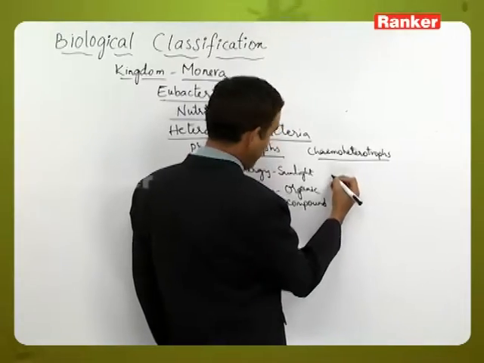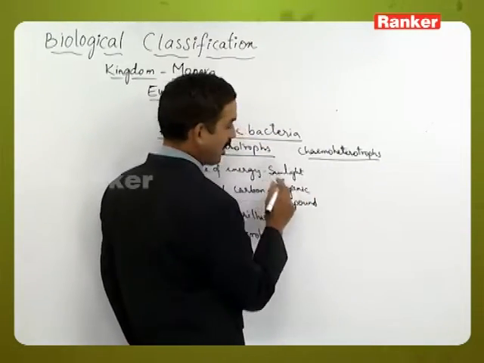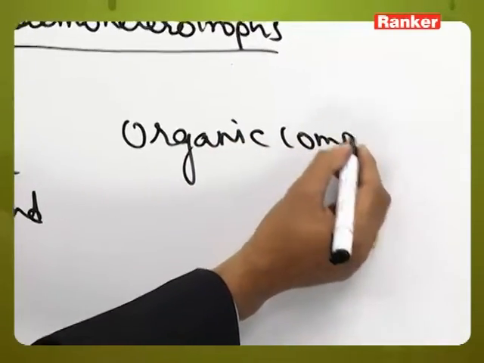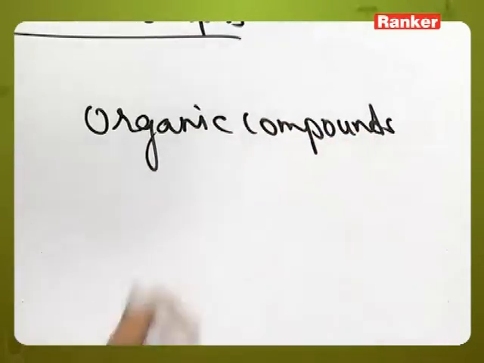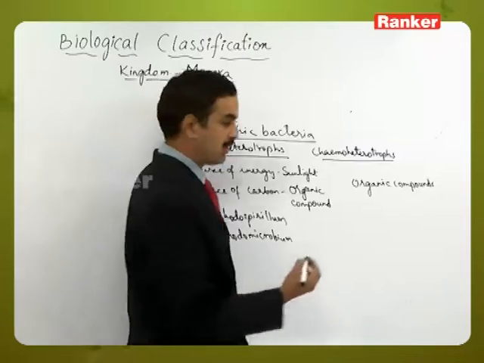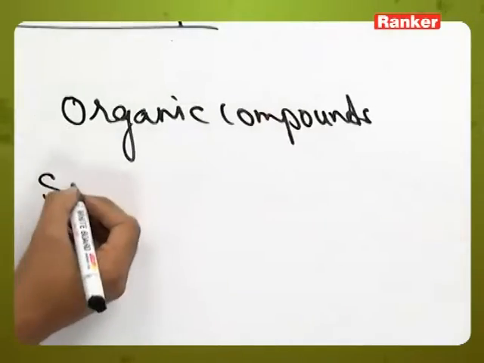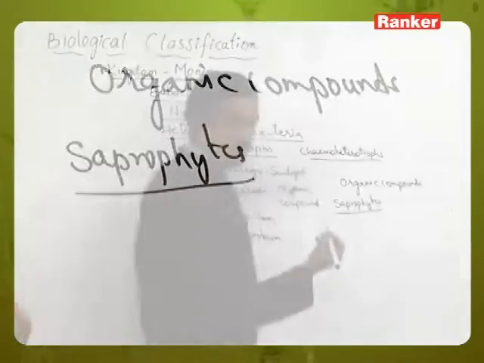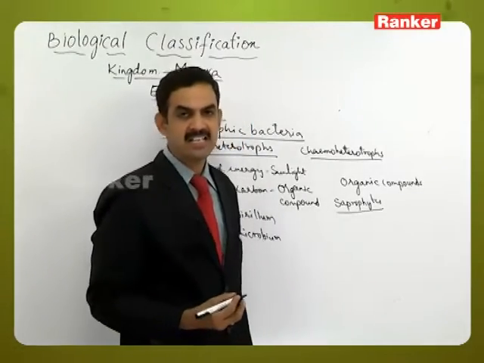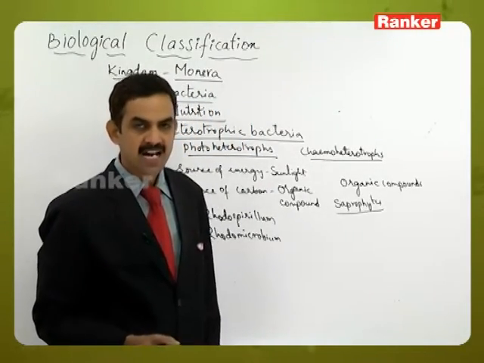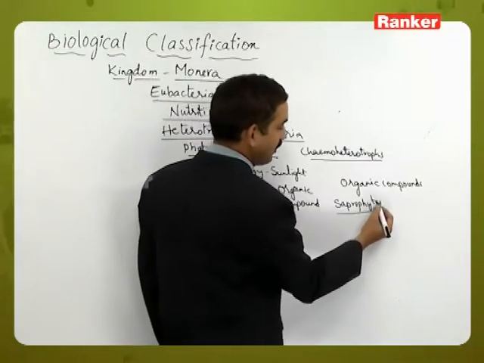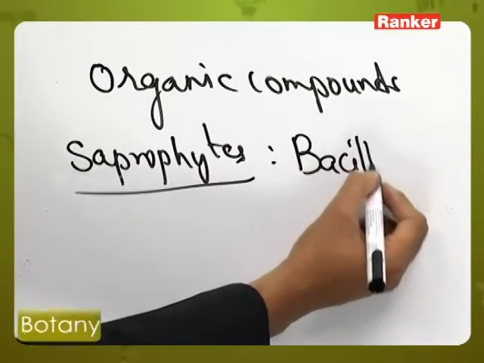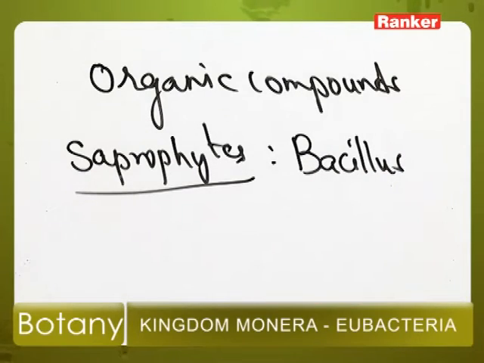And when it comes to the chemoheterotrophs, the source of energy and the source of carbon, both of them come from the organic compounds. These are of various kinds, like saprophytes. Saprophytes are the ones which depend upon dead and decaying organic materials. That is, they derive nutrition from the dead parts of plants and animals. The best example for this is the Bacillus species.